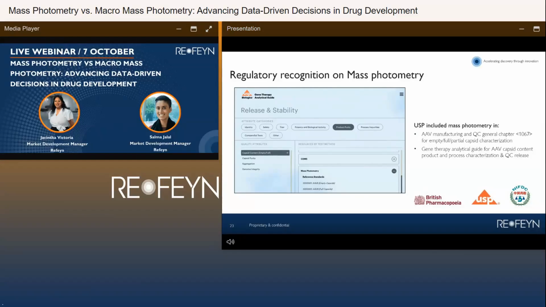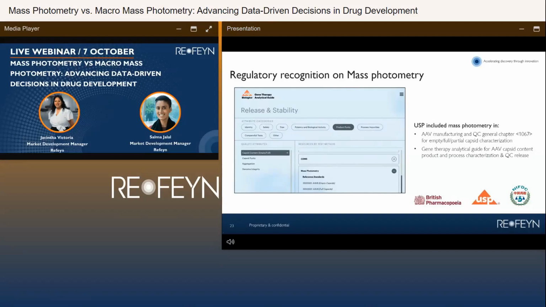So SAMX also has the GMP software and is now adapted in the GMP manufacturing and also for QC release phases. So one thing to highlight here is that mass photometry, or SAMX specifically, has been recognized by a lot of regulatory agencies. So we have mass photometry featured in both the British Pharmacopoeia and the USP as capsid content or capsid loading under purity attribute as an analytical tool. So USP specifically, or US Pharmacopoeia specifically, they featured MP, mass photometry, for both product process characterization and also for release and stability, as shown on the left in their gene therapy analytical guide.